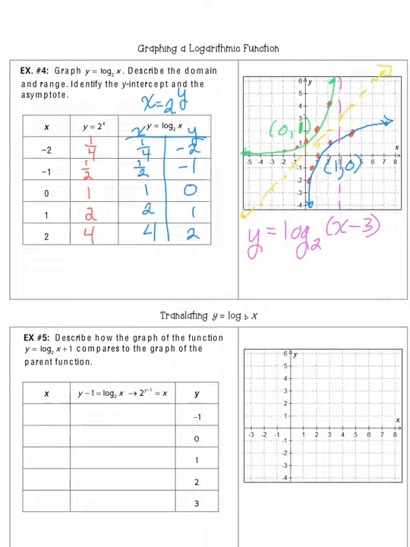So I've got 1, 2, 3. So I have a point here, and then that's kind of in the middle. So 1, 2, 3, and then 1, 2, 3, and 1, 2, 3. So you would end up with a graph that looks like this.